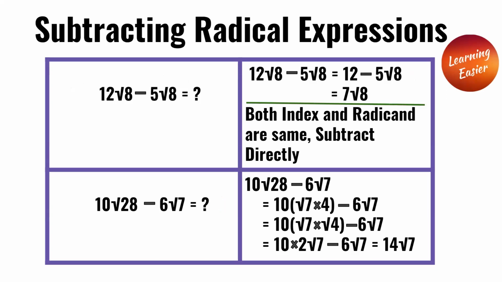Subtracting radical expressions. 12 square root of 8 minus 5 square root of 8. Since they both have the same index and radicand, you can just subtract 12 and 5, which is equal to 7. So the answer is 7 square root of 8.